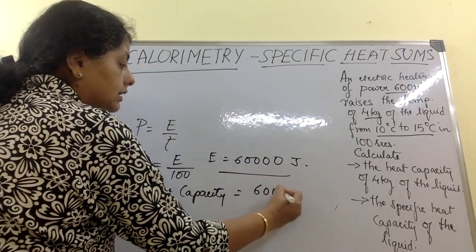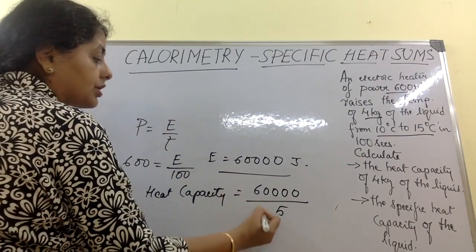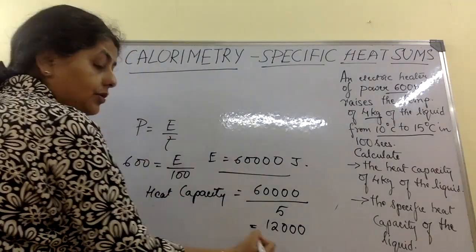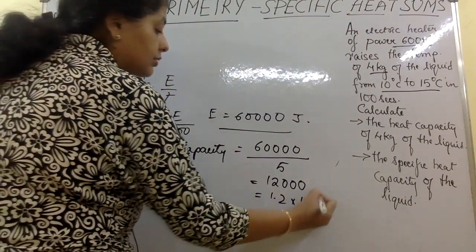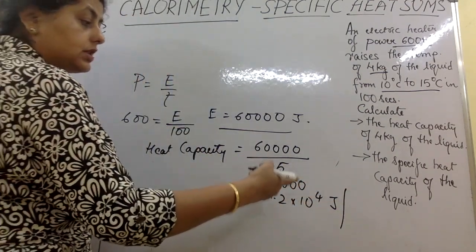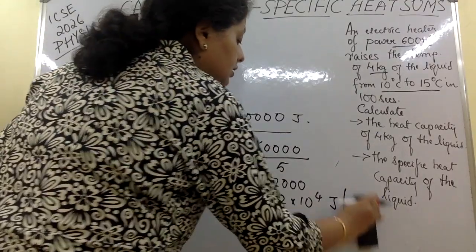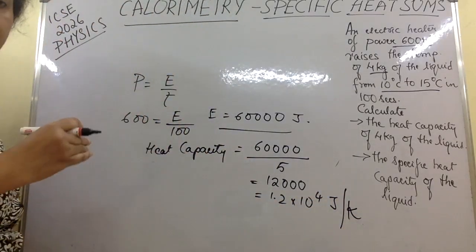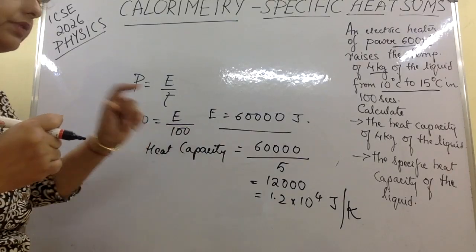So 60,000 has been taken for 5 degrees centigrade. For 1 degree, how much? So 1, 2 and 3 zeros. Okay, if you write it in the standard form, it is going to be 1.2 into 10 to the power 4 joules per, no grams, no kgs, per degree centigrade. Okay. Or you can also write joules per Kelvin, because we are talking about SI units. So put Kelvin there. Okay. So this is the answer for the first one, the heat capacity of the liquid.